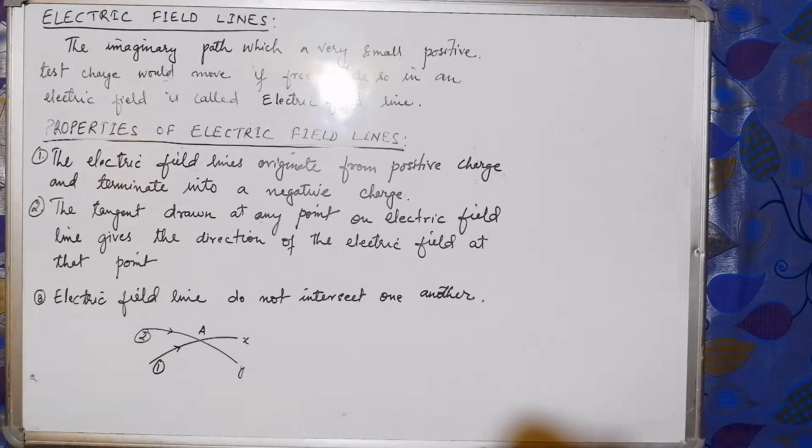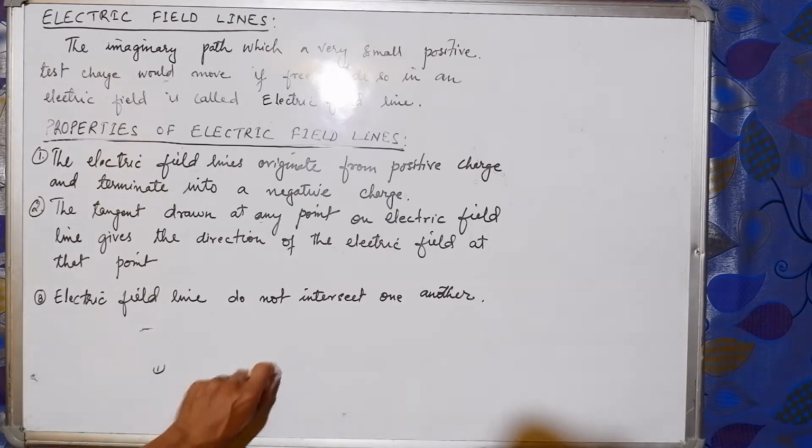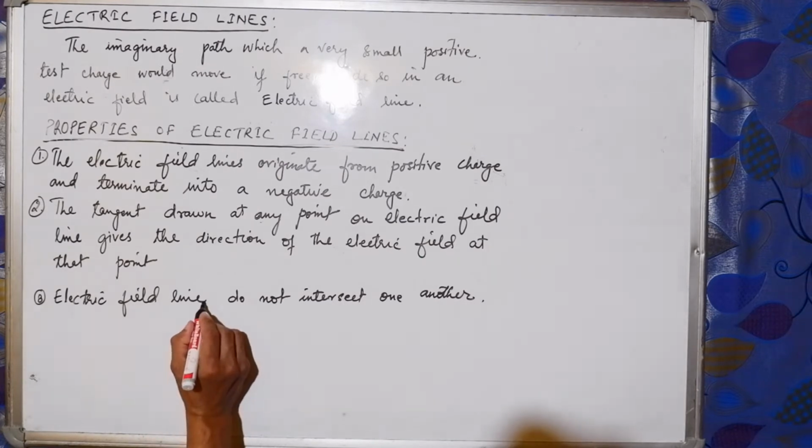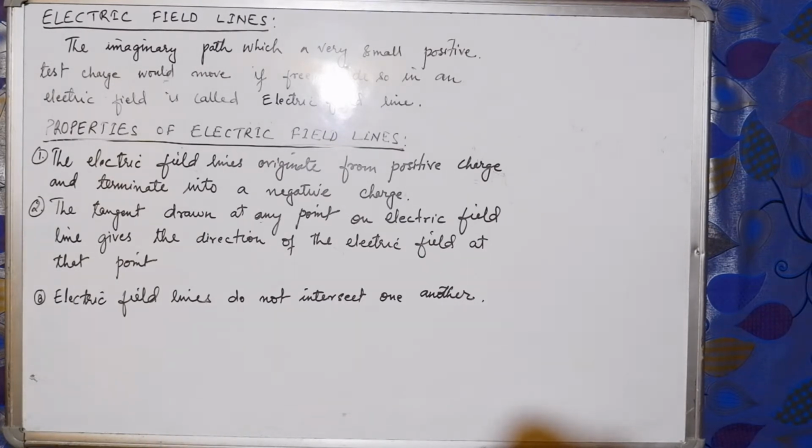Similarly, if you look at electric field line number 2, again at point A here, this electric field line will have two directions. One is along X, another one is along Y, which is again not possible for the electric field line to have two directions at one point, that is at point A. Hence we can say that electric field lines number 1 and number 2 will never intersect each other. So we can say in general that electric field lines do not intersect each other.